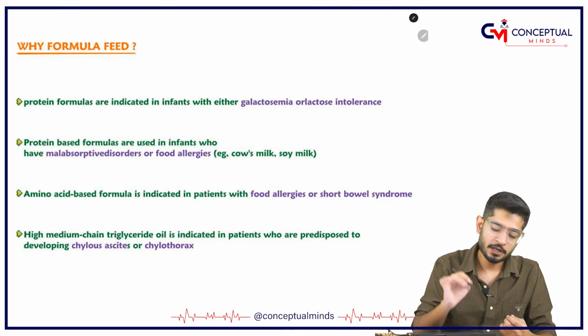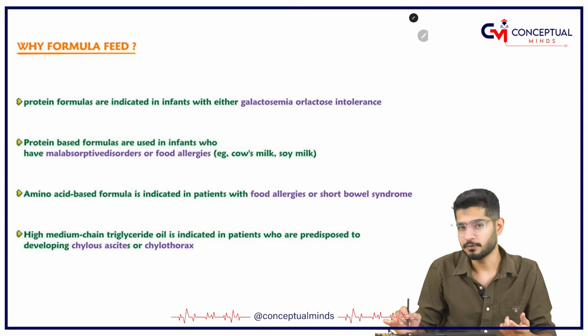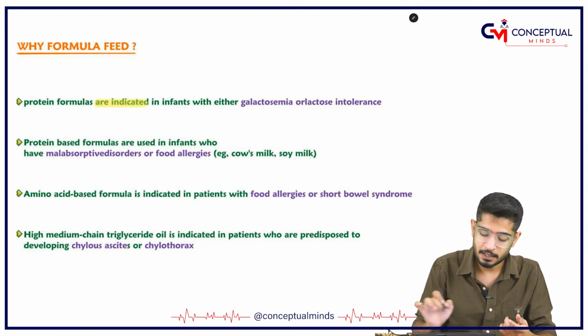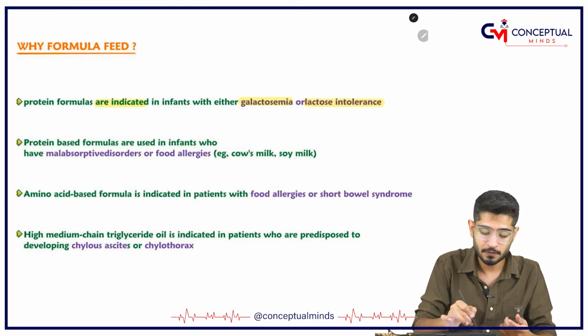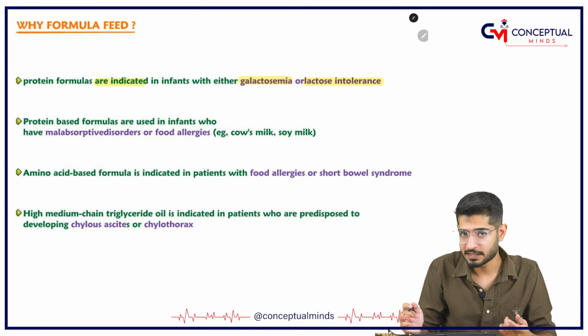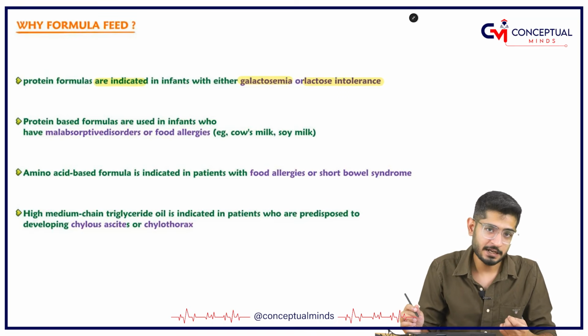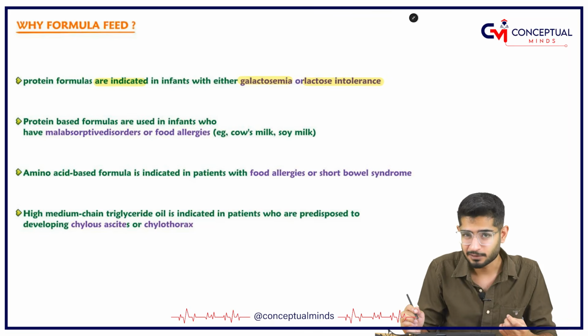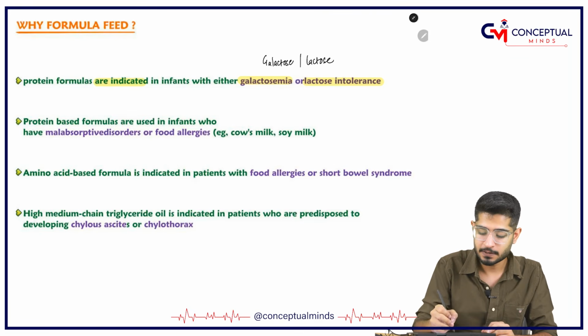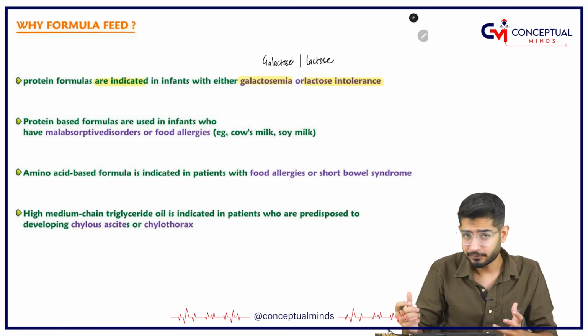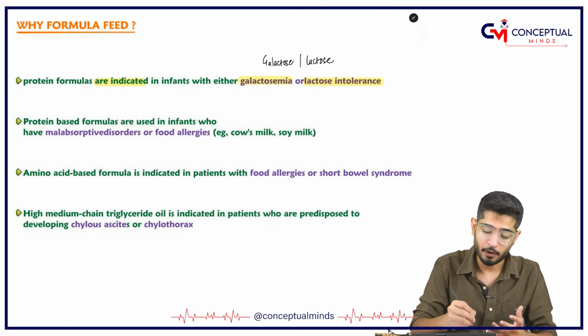So, understand, why should we give a formula feed? What is the need of giving the formula feed? Remember, it is indicated in infants with either galactosemia or lactose intolerance. If you have attended my lecture on breastfeeding, I have told you that if the neonate or infant has galactosemia or lactose intolerance, you can't give them breast milk. Why? Because breast milk contains galactose and lactose, so we can't give them breastfeed. That's why we have to give the formula feed to them.